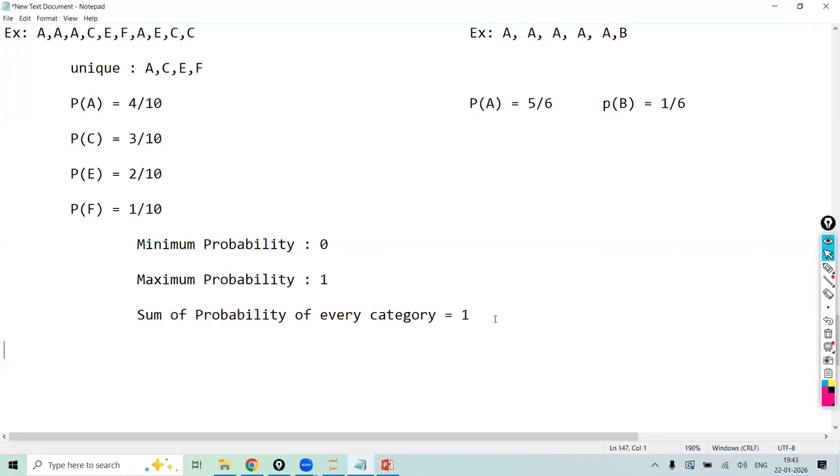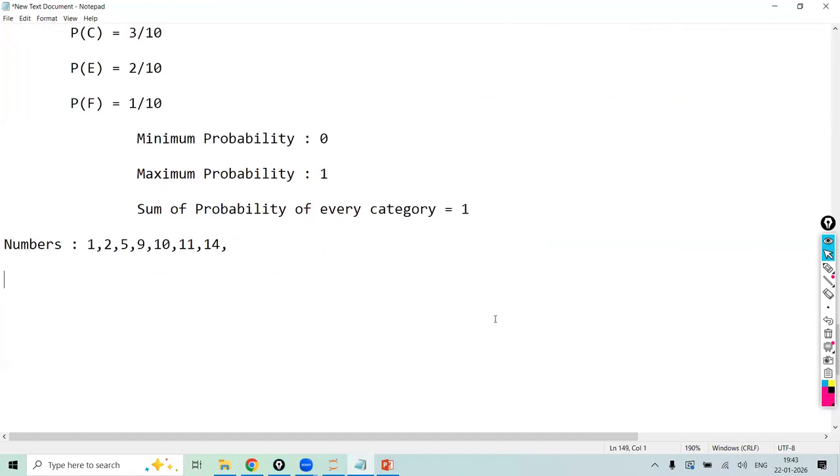Sir, what about the same probability for numbers? For example, here it is categories, so we have completed that. For example, I have numbers like this: 1, 2, 5, 9, 10, 11, 14. Every value will be 1, 1 only. Then in that case, how are we going to do it, sir? Probability for numbers will never be calculated for an individual value. That is the difference between the continuous versus discrete variable.